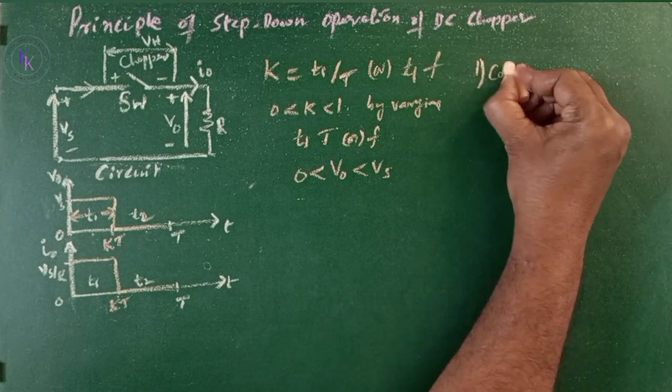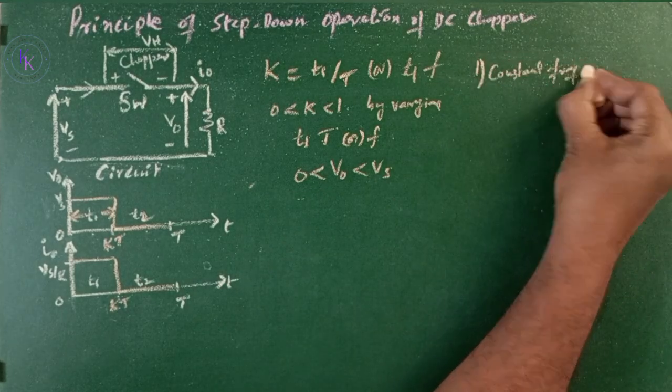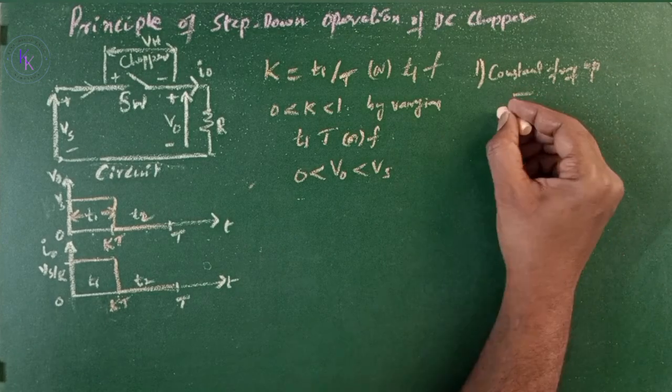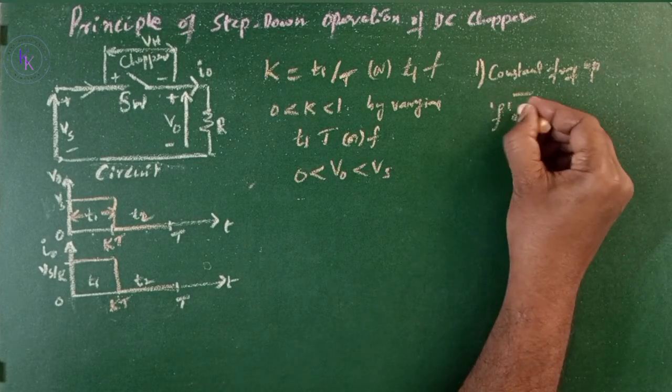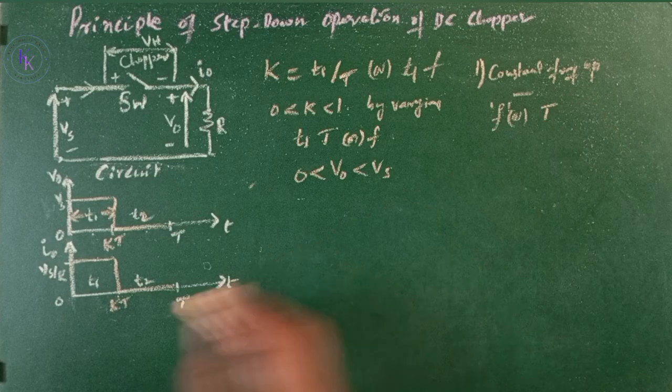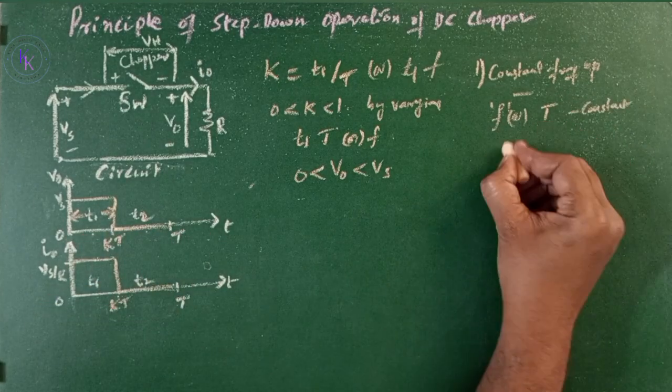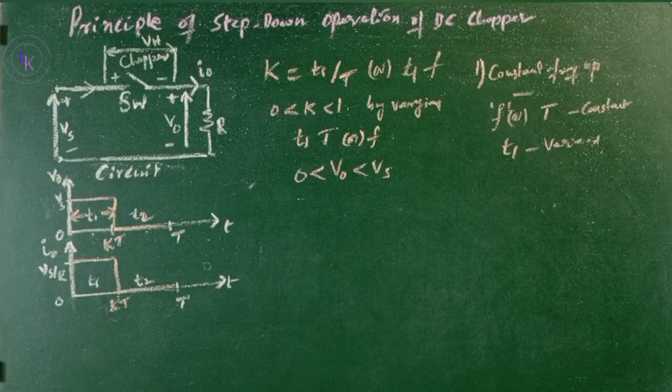First one, constant frequency operation, in which the chopping frequency f or the time period T is kept constant and T1 is varied. That is, on time T1 is varied. This type of control is known as pulse width modulation control.